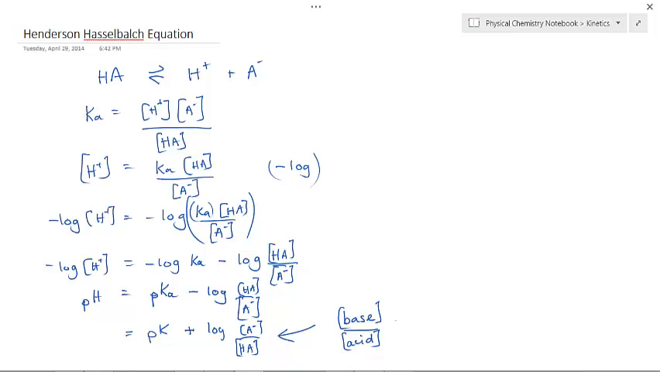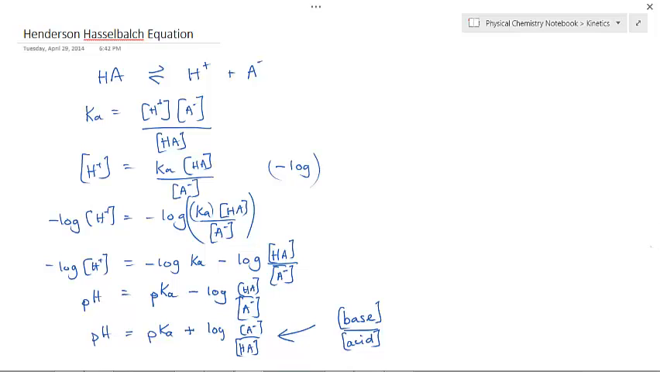And this is called the Henderson-Hasselbalch equation. And it's important because it gives you a way of looking at the pH of any acid and relating it to the pKa. So if you don't know the pKa, but you do know the pH and you know the concentrations, then you can work out what the pKa would be.